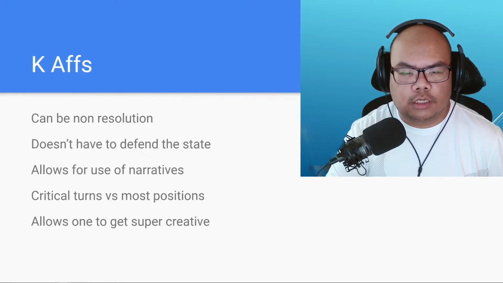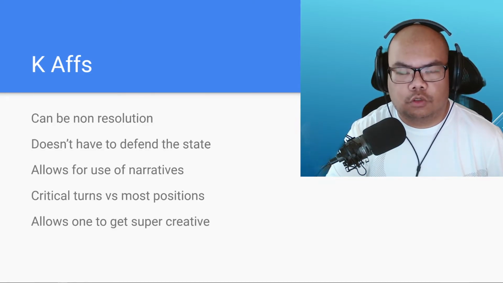Another thing is you get access to critical turns versus most positions, i.e. if the negative runs a util position versus you, there are generally really good impact turns to it associated with your critical affirmative, on either the framework, rule of the ballot question, as well as your theory of power. And again, this allows you to get super, super creative in the type of critical affs that you want to run.